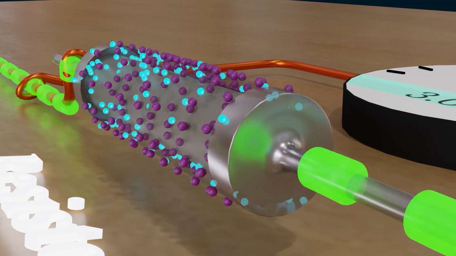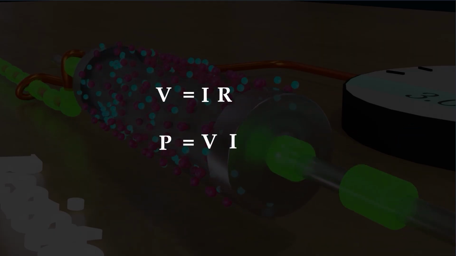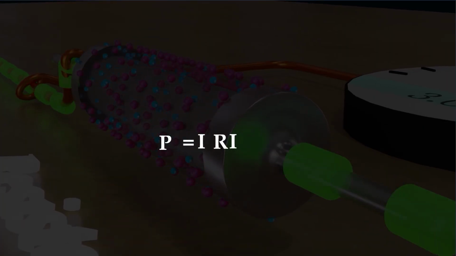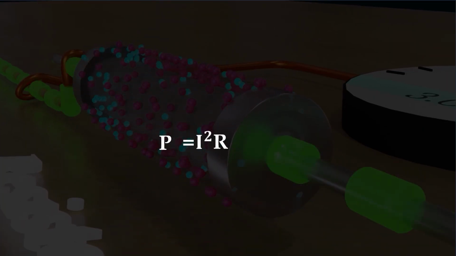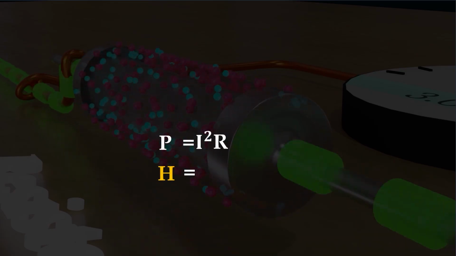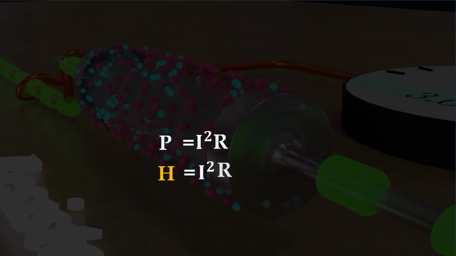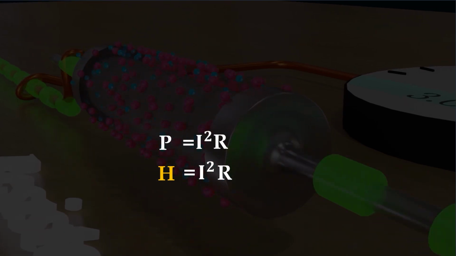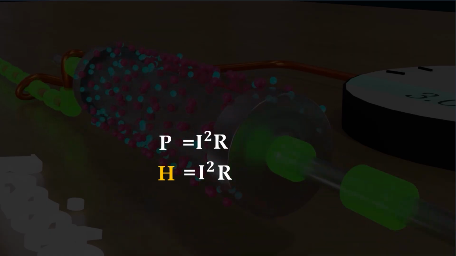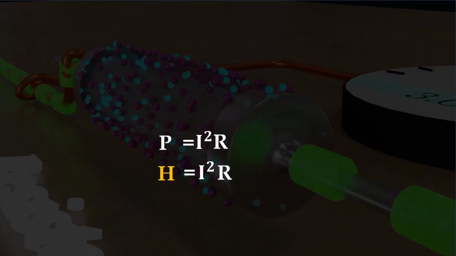To see this clearly, we use Ohm's law. V equals IR, where R is constant. Substitute this into P equals VI. So power becomes P equals I squared R. This equation tells us something very important. Heat produced is directly proportional to the square of current and also directly proportional to resistance. So resistors of different resistance will have different amounts of heat dissipation. Higher current means more collisions and more heat. Higher resistance also means more energy loss as heat.